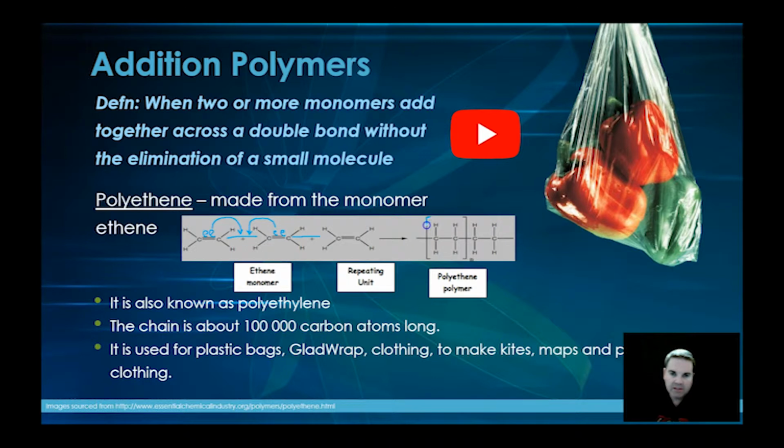Now, anytime you see these square brackets, that means that is the repeating unit. So that is the part that repeats itself over and over. So that's one ethene molecule, there's another one, there'll be another one over here. So that's the basis of polymerization, where you add across a double bond.